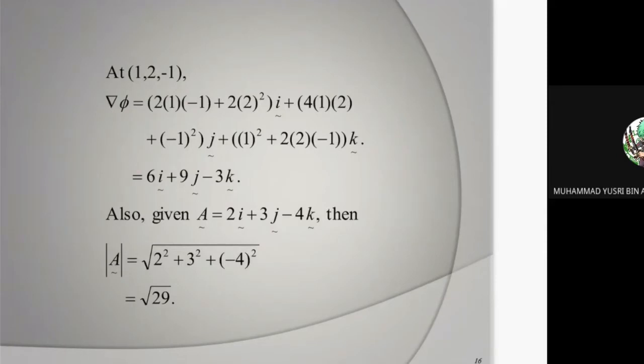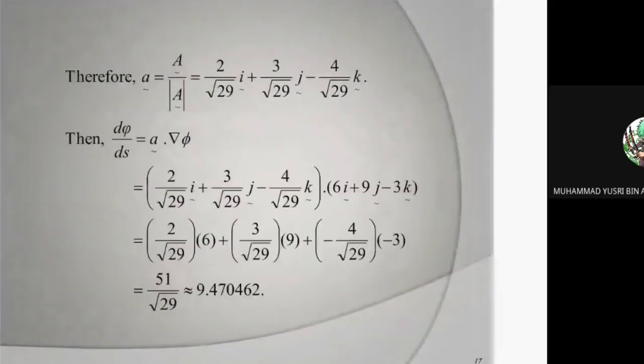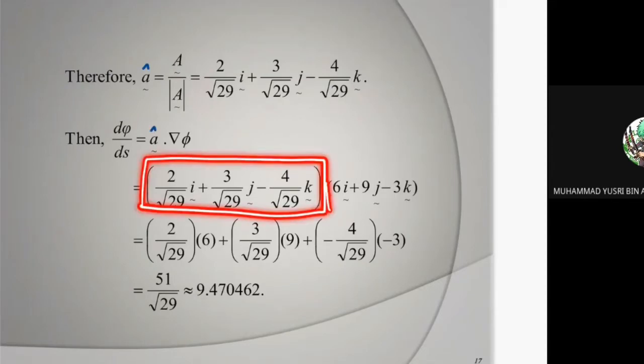And then for A hat, you need to find A over magnitude A. So magnitude A is equal to square root 29, and your A hat will be this value. Okay, this is your A hat. And the last step, A hat dot gradient phi. This is your A hat dot this value.